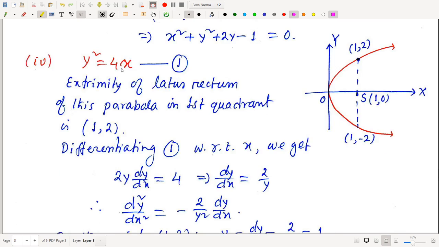Last one: y square equal to 4x. We have to find the radius of curvature at the point 1 comma 2.